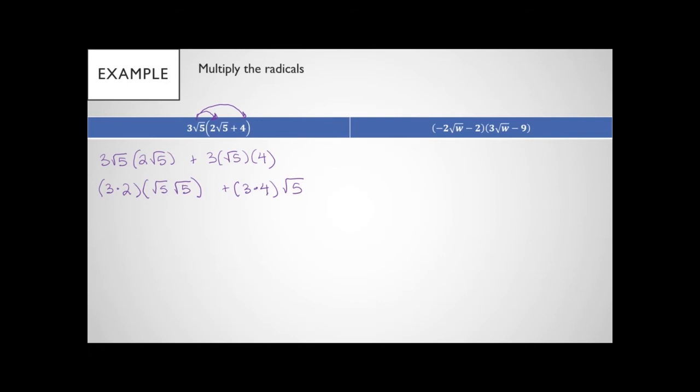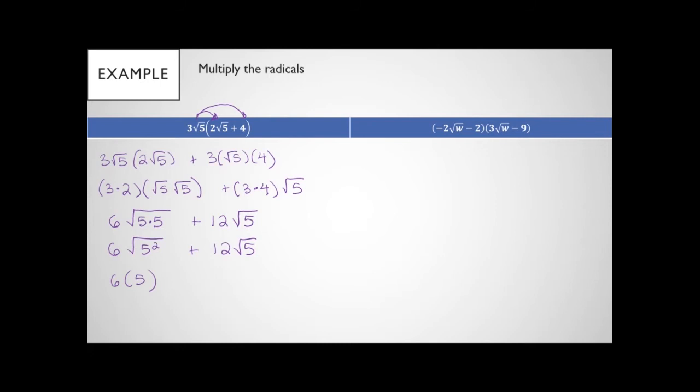So going left to right, 3 times 2 is 6. And I can combine the 5 times 5 into its own square root symbol. And 3 times 4 is 12. And then we have the square root of 5. Now 5 times 5, we want to write that as an exponent. That's 5 squared, which cancels out the square root. So because the square root cancels out an exponent of 2, I should actually finish writing this so you don't get too confused. That cancels out, so we're going to end up with 6 times 5.